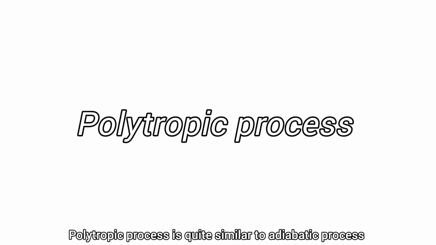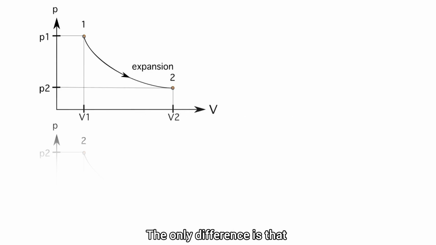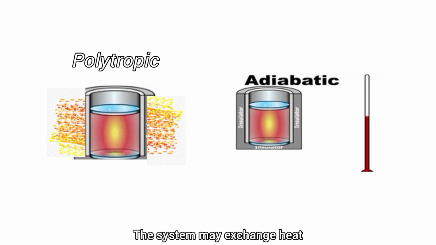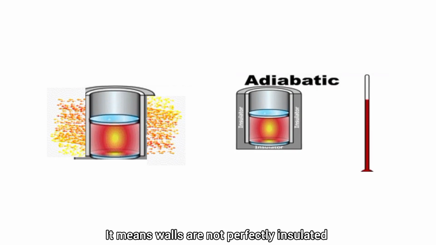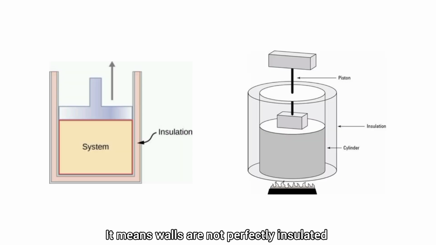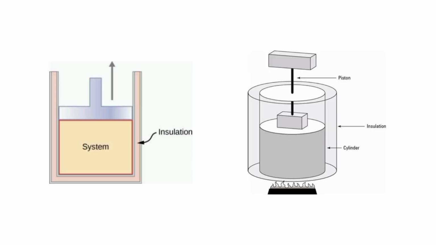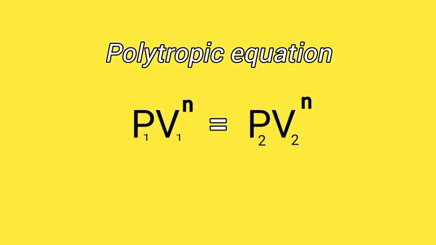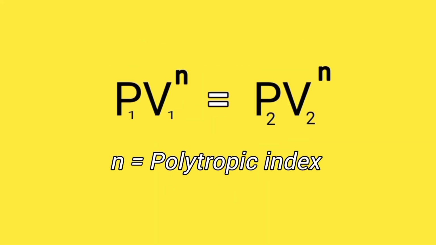Polytropic process is quite similar to adiabatic process. The only difference is that in a polytropic process, the system may exchange heat with the surrounding. It means the walls are not perfectly insulated. They may exchange heat with the surrounding. A polytropic process is governed by this simple equation: PV^n = constant, where P is pressure, V is volume, and n is the polytropic index of the gas.